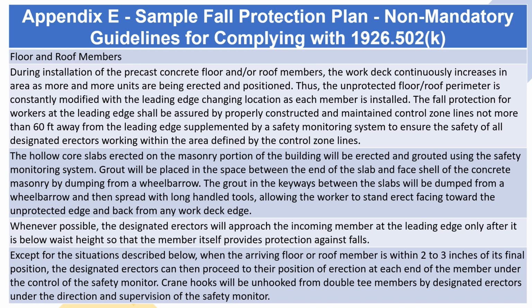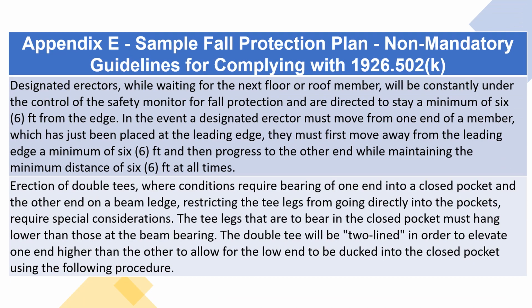Crane hooks will be unhooked from double T members by designated erectors under the direction and supervision of the safety monitor. Designated erectors, while waiting for the next floor or roof member, will be constantly under the control of the safety monitor for fall protection and are directed to stay a minimum of 6 feet from the edge. In the event a designated erector must move from one end of a member, which has just been placed at the leading edge, they must first move away from the leading edge a minimum of 6 feet and then progress to the other end while maintaining the minimum distance of 6 feet at all times.